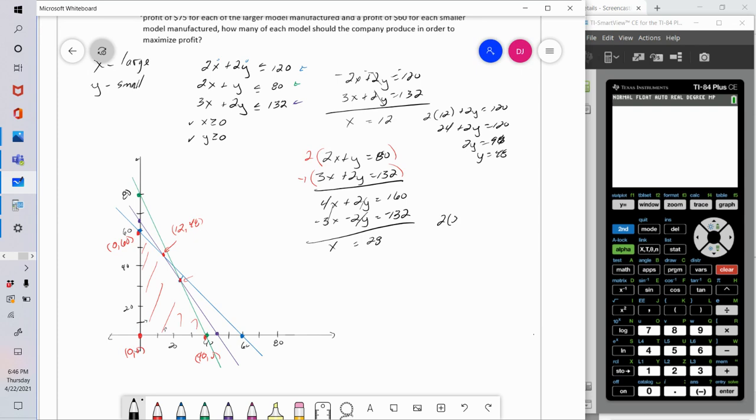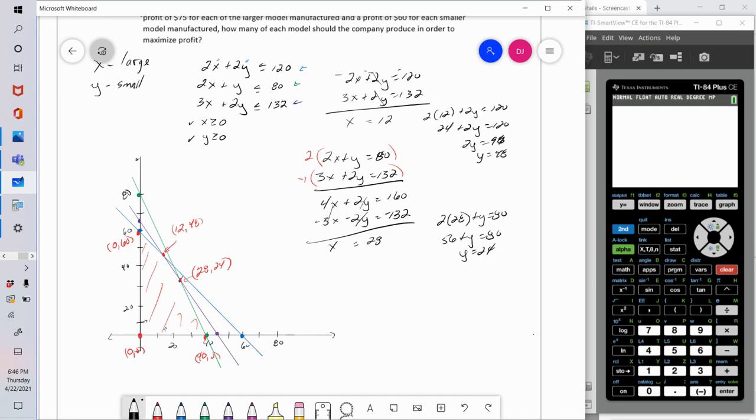So 2x, which is 28, plus y equals 80. 56 plus y equals 80, so y is 24. So this is the point 28, 24.